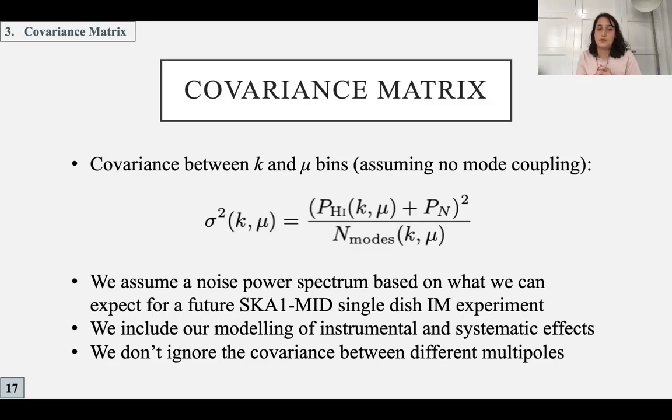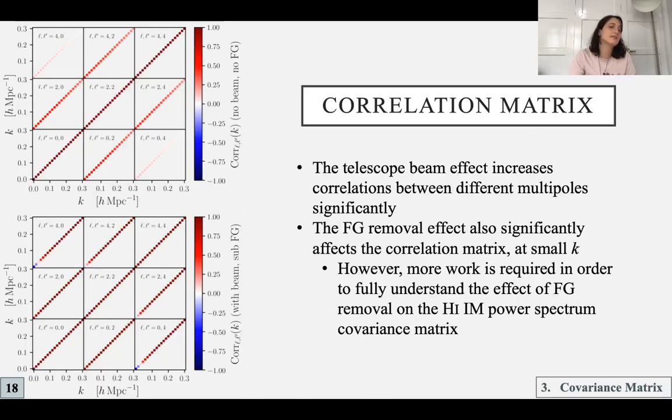Because we have the H1 power spectrum model here, the uncertainties are going to be affected by the beam and the foreground removal effects. So we include these, and we also don't ignore the covariance between different multipoles. This is because when you look at the correlation matrix, you can see if we ignore the beam and if we ignore foregrounds, then the different multipoles here don't appear super correlated, especially the monopole and the hexadecapole.